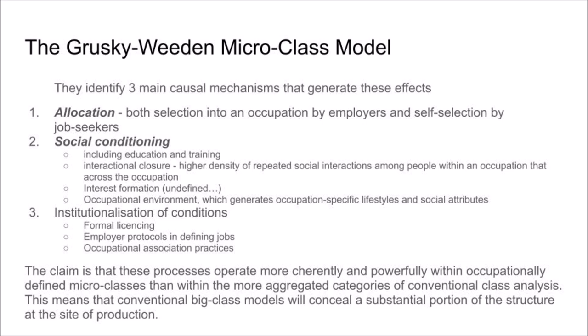The claim is that these processes operate more coherently and powerfully within occupationally defined microclasses than within the more aggregated categories of conventional class analysis. This means that conventional big class models will conceal a substantial portion of the structure at the site of production. Right. What do we make of that?